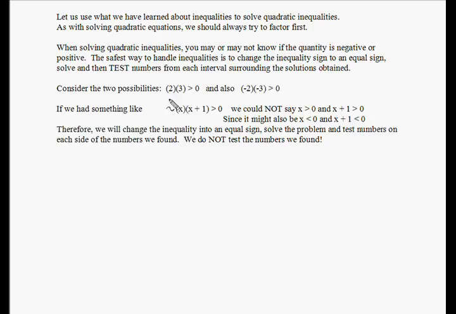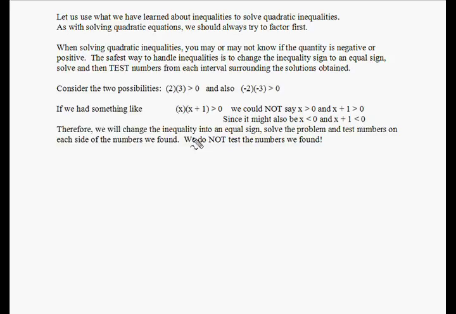So let's consider a possibility here. Positive 2 times positive 3 is greater than 0. But we also know that negative 2 times negative 3, which is positive 6, is greater than 0. So if we had something and we didn't know what it was, x times x plus 1 is greater than 0, how could we say that x is greater than 0 and x plus 1 is greater than 0? It might be the case that x is less than 0 and x plus 1 was also less than 0. So since we don't know what we're dealing with, trying to work with this inequality will be very, very complicated.